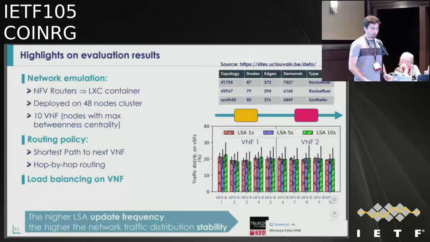And on top of these topologies, we deployed 10 virtual network functions, and we configured our network to make sure that traffic goes through the first function, which is the yellow one, and the second, which is the pink. There are 5 instances of each type of virtual network function, the routing policy is the shortest path, and each NAV router takes hop-by-hop routing decisions. And what we show is that, based on the link state advertisement update frequency, you are able to have a stable load balancing on the different VNF instances running on our NAV routers.